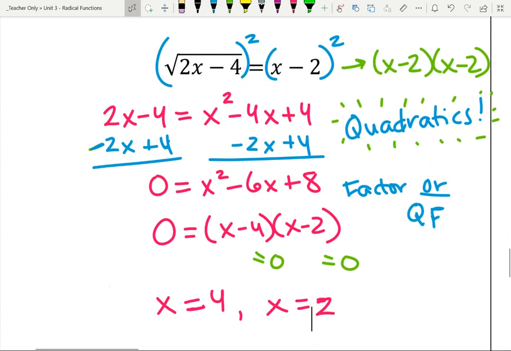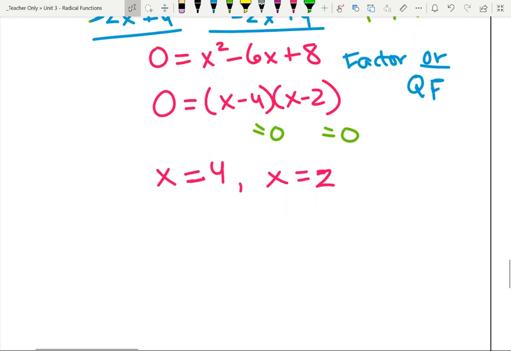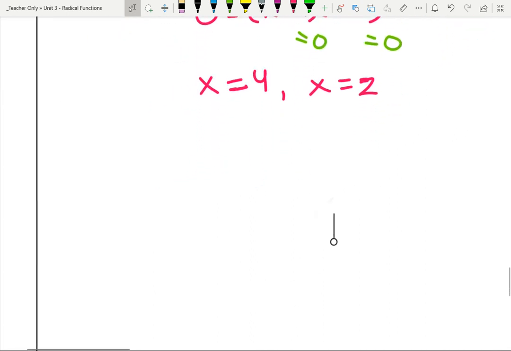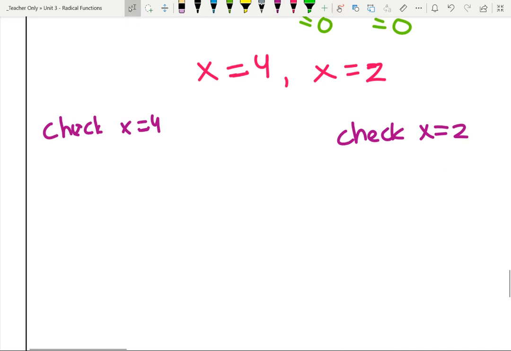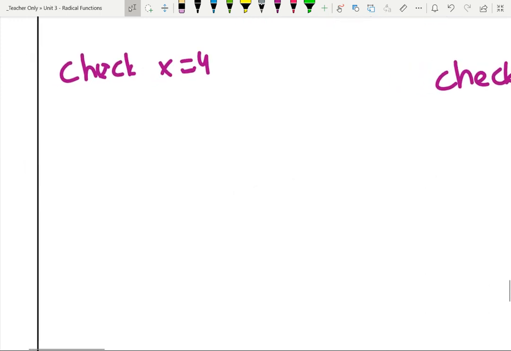Now, all that work was pretty great, right? We did some quadratics, we did some factoring. It was amazing, but these are still radical functions. So unfortunately, we're just not quite done yet. We need to check both solutions. So I'm going to check x equals 4, and I'm also going to check x equals 2. And I'm going to have to use my original equation. I want to use the unaltered version before I've done any operations to it. So remember, not all of those operations are reversible.